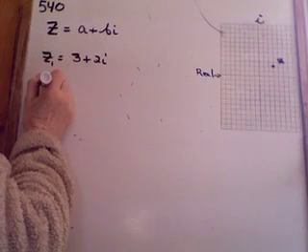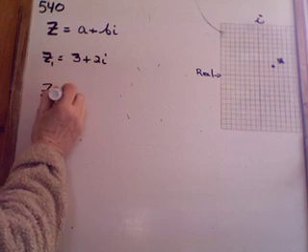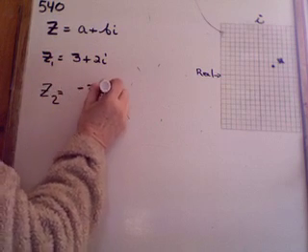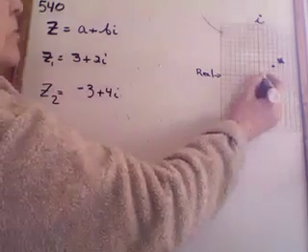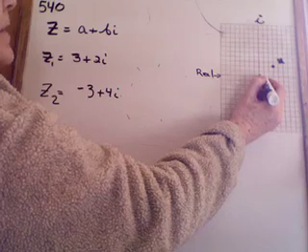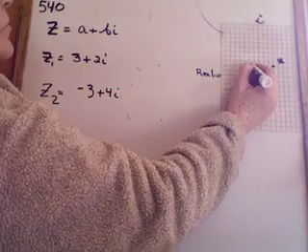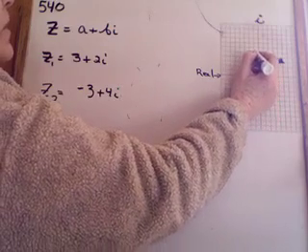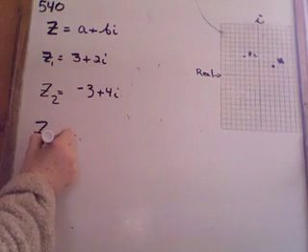All right, let's do z sub 2, and let's call that minus 3 plus 4i. Where do you think that is? Start at 0, 0, minus 3, 1, 2, 3, up 4i, 1, 2, 3, 4. There's z sub 2.